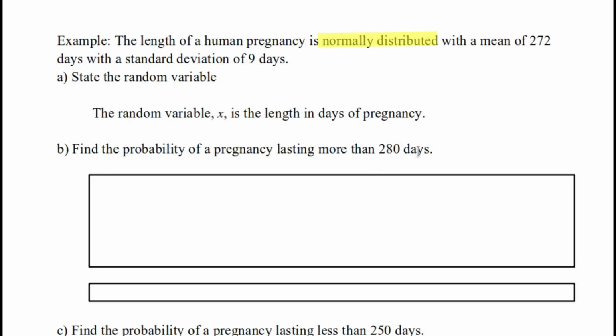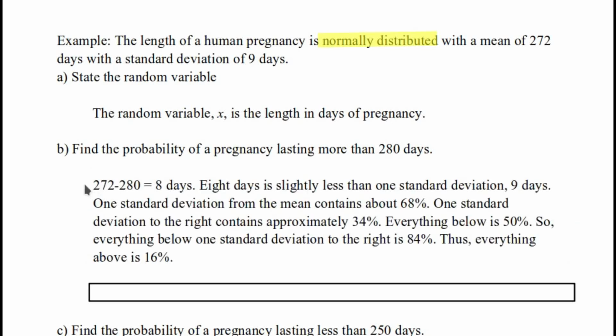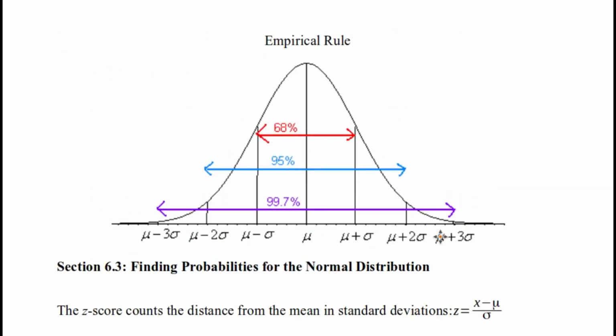So let's just think about this for a second. 280 days is 8 days more than the mean of 272 days, and that's really close to the standard deviation of 9 days. So let's work through this that way. So we're talking about being 8 days above the mean or more. So that is slightly less than 1 standard deviation. Remember that 1 standard deviation from the mean in both directions contains 68% of the data. Let's go back there and look at the empirical rule. So the empirical rule says that 1 standard deviation to the left and the right contains 68% of the data.